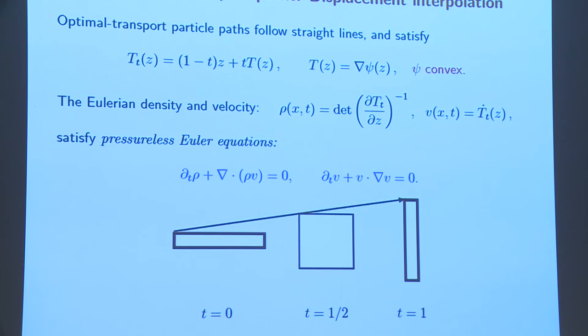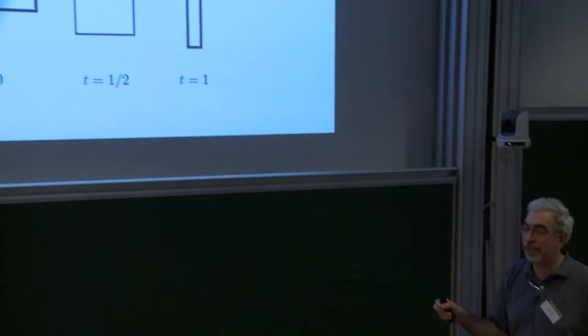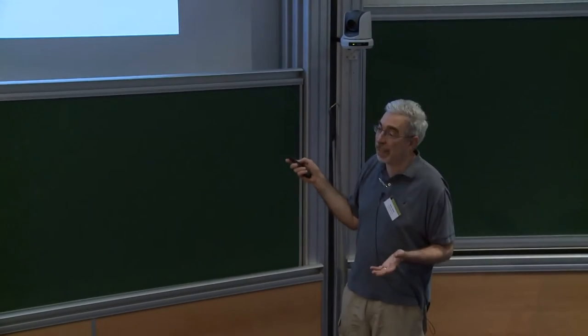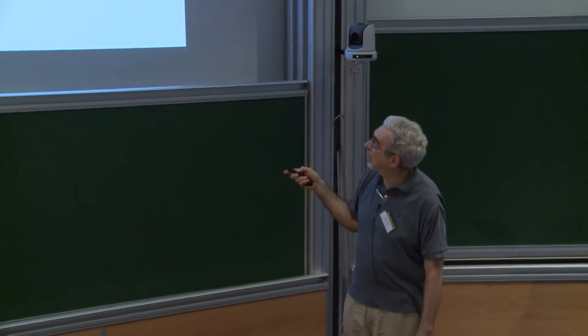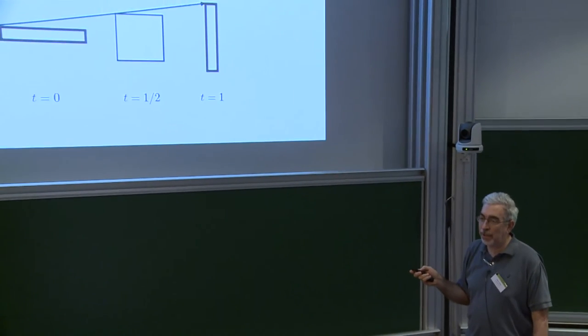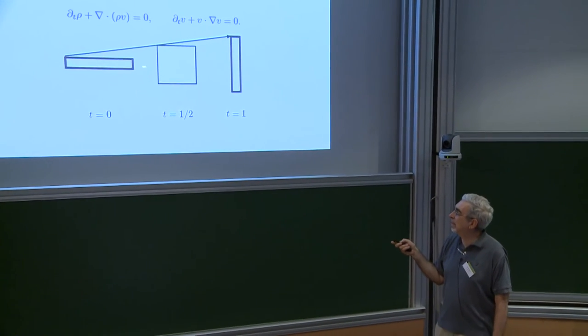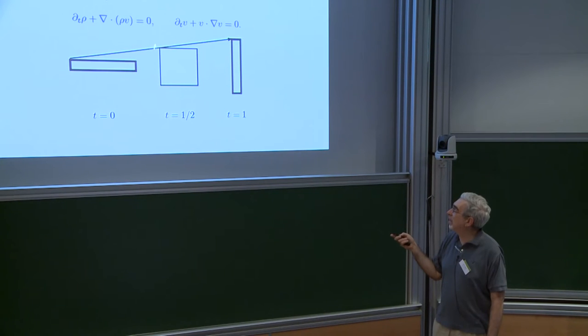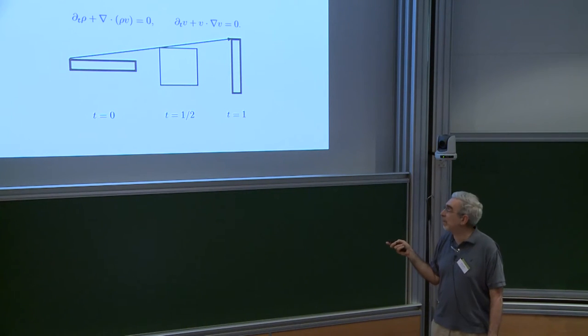So here's a little cartoon of what happens when you go from a short fat rectangle to a tall narrow one. It doesn't just rotate. It follows straight line transport from source to target. And in the middle, there's this kind of big rectangle. So you can guess that, okay, with density one here and density one here, the total mass is conserved.